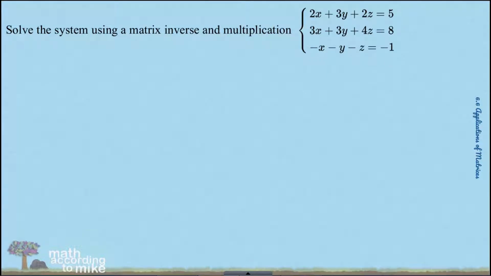Here we're going to solve the system using a matrix inverse and multiplication. Our first step is to find the matrix inverse, namely of the coefficients. So looking at the coefficients, we have three variables, three equations, so that means we need to pair it with the 3 by 3 identity matrix.